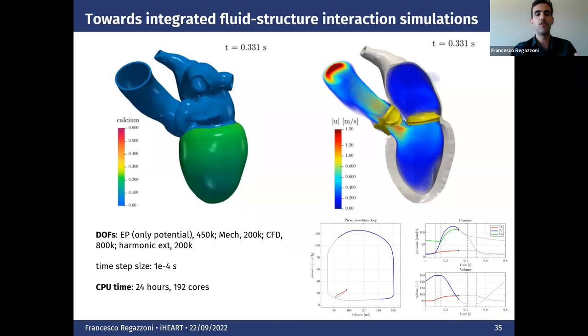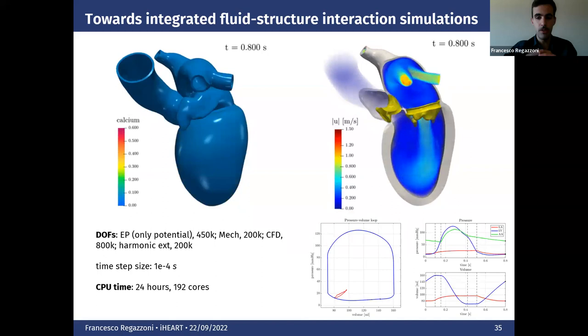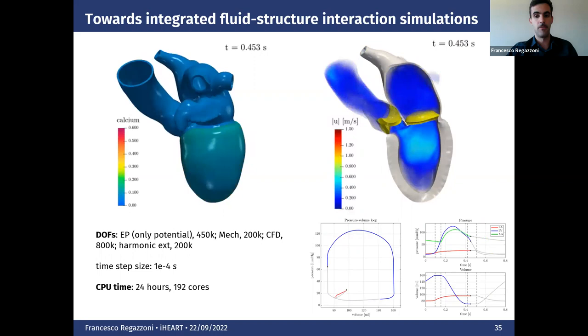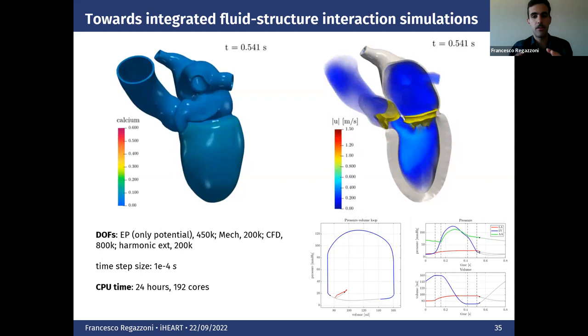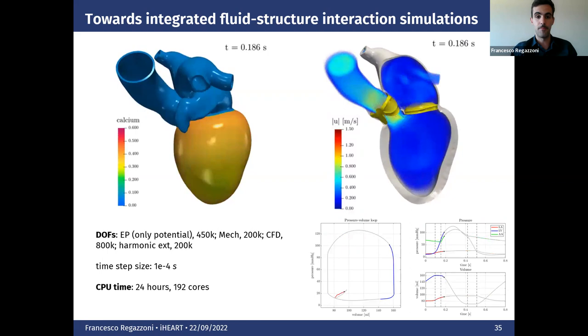But we can also do more. We can do fluid structure interactions. So we can actually simulate the interaction between the fluid and the solid. This is a very challenging type of simulation. This is also very computationally costly. This is just an idea of the kind of results that you can get. Here we are simulating both the contraction of the myocardium and the fluid dynamics inside, in this case, the left atrium and ventricle.